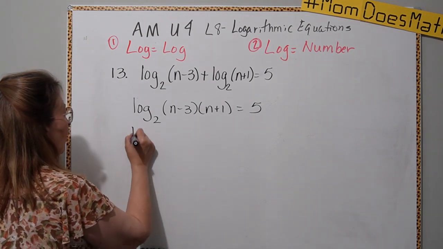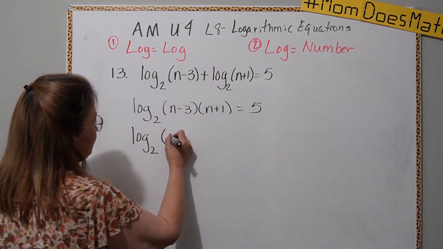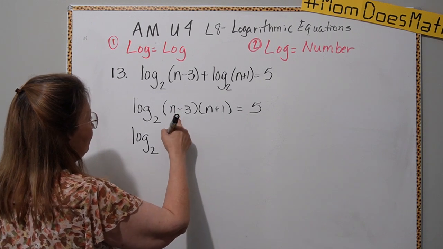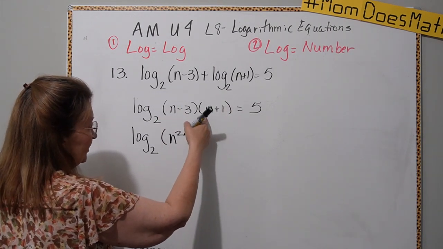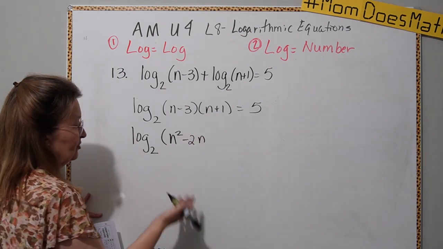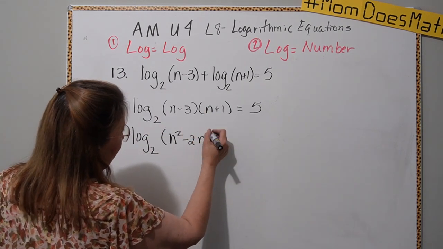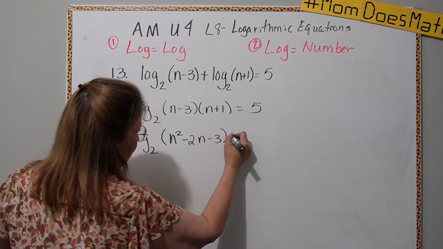equals 5. All right, let's go ahead and foil these two together. N times n is n squared. Now when I do n times 1, I get positive 1n minus 3n. So let's just go ahead and do the addition. That's going to be minus 2n. And then my last one, my L, is going to be plus or minus 3.